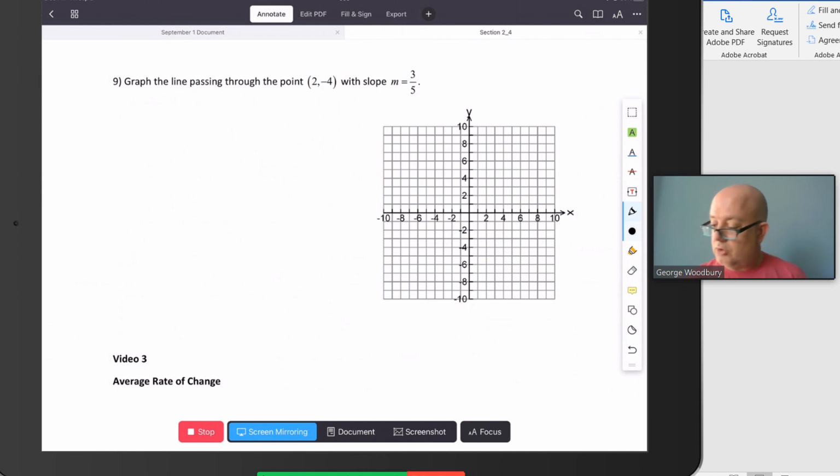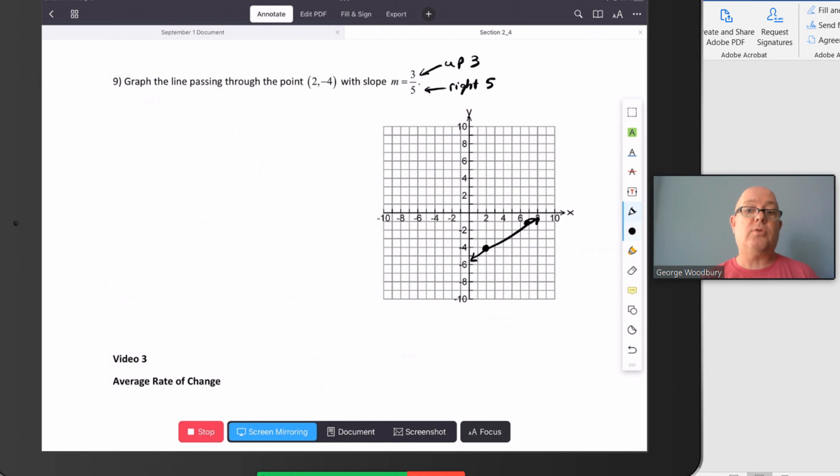And so if I know the point 2, -4 is on the graph, I can put that point where that is, and then the slope being positive 3/5 is up 3, right 5. So up 3 and then 5 to the right from that point gives us those 2 points. Draw the line that goes through them.